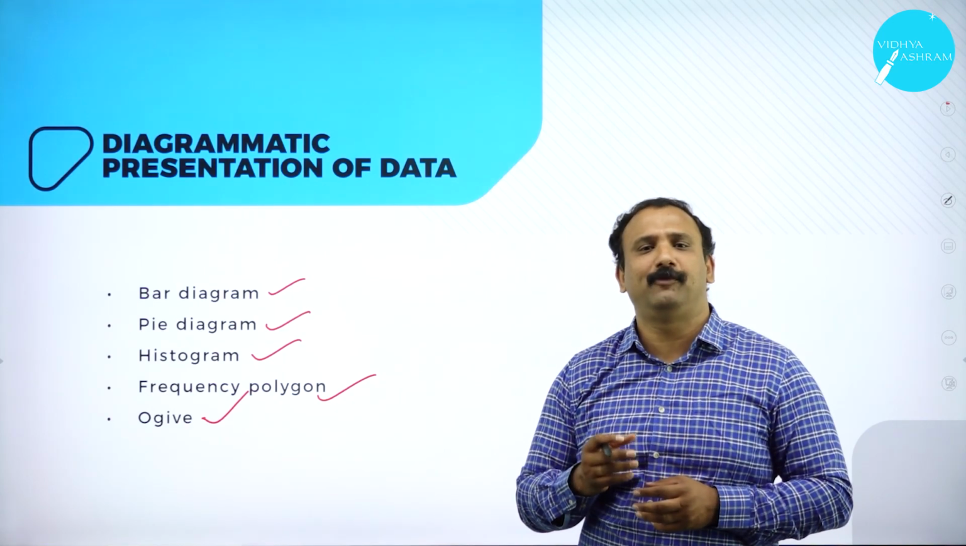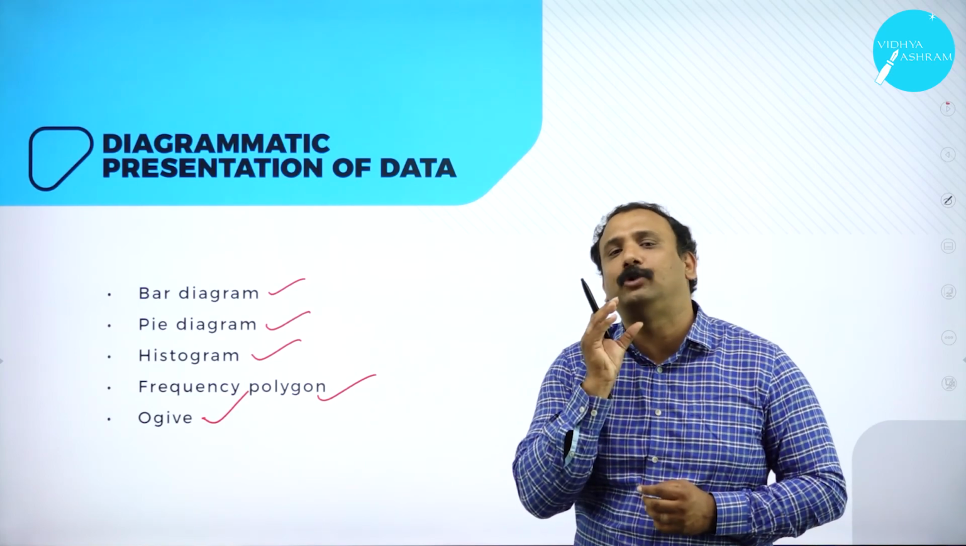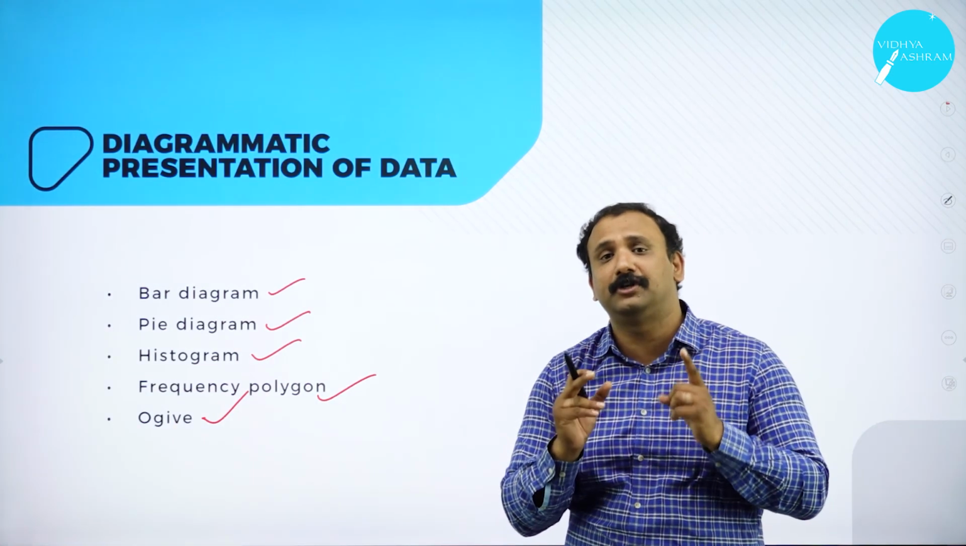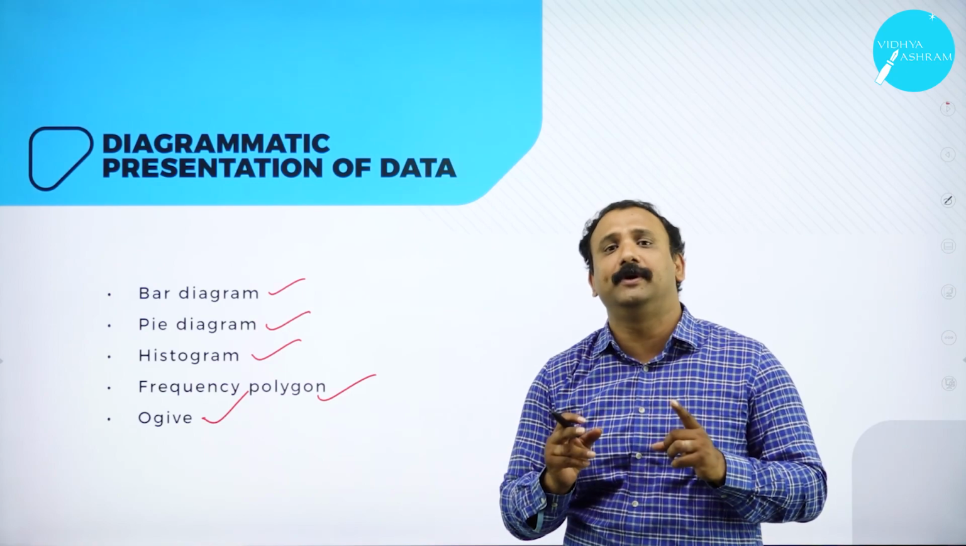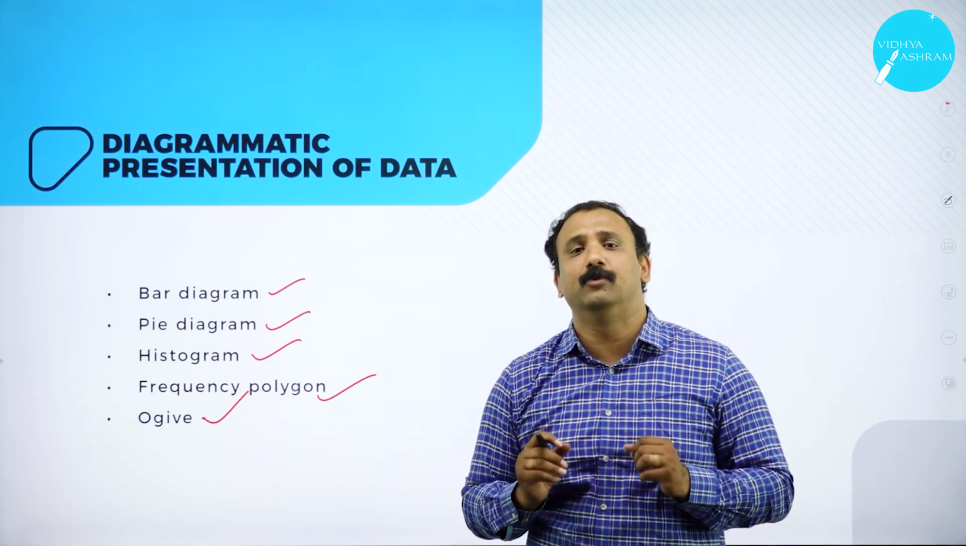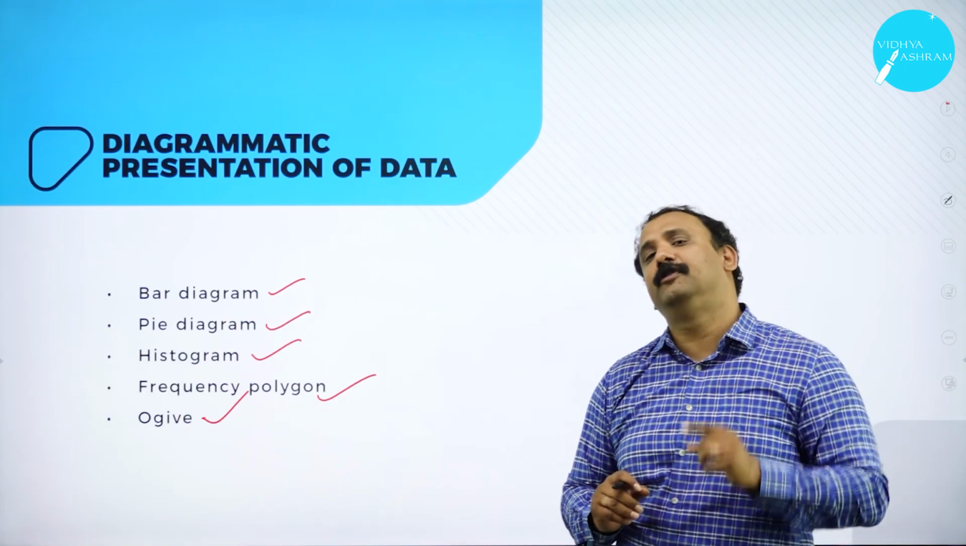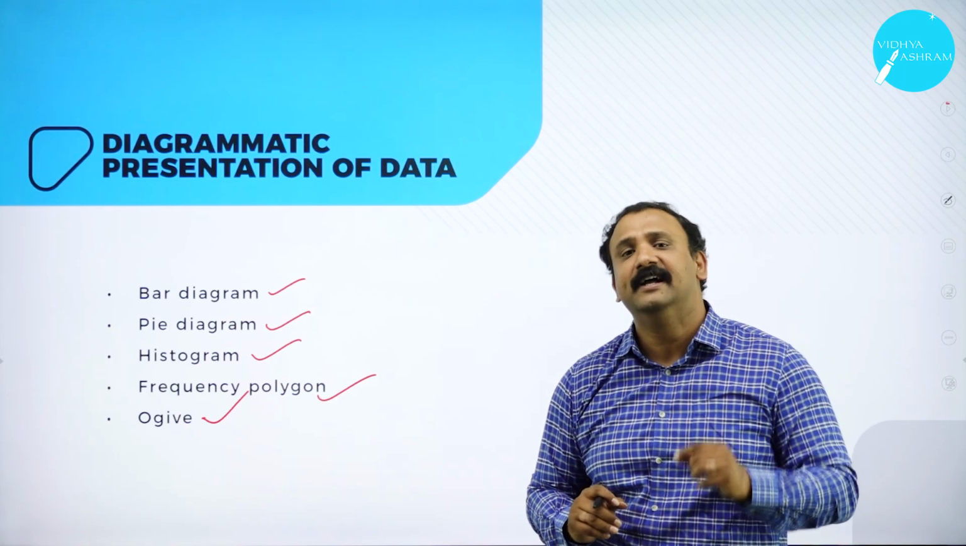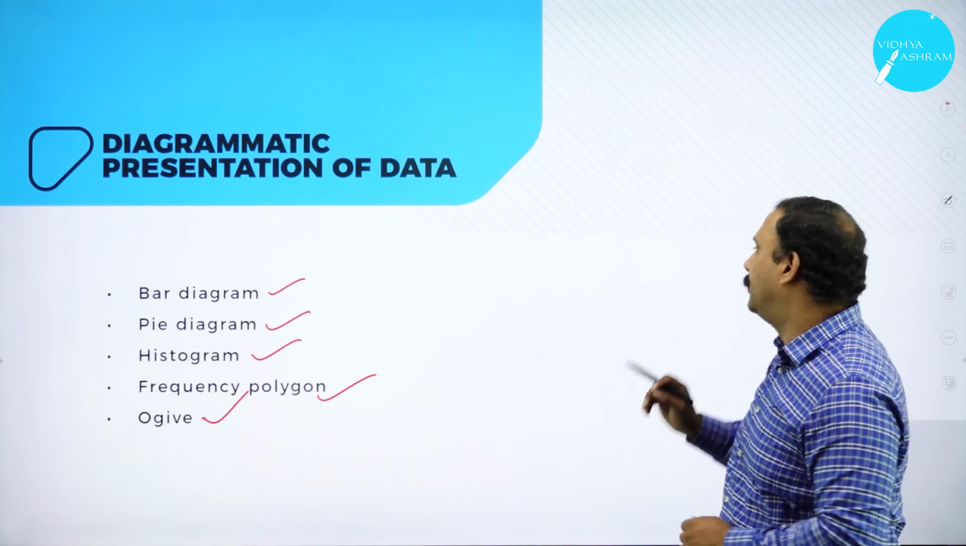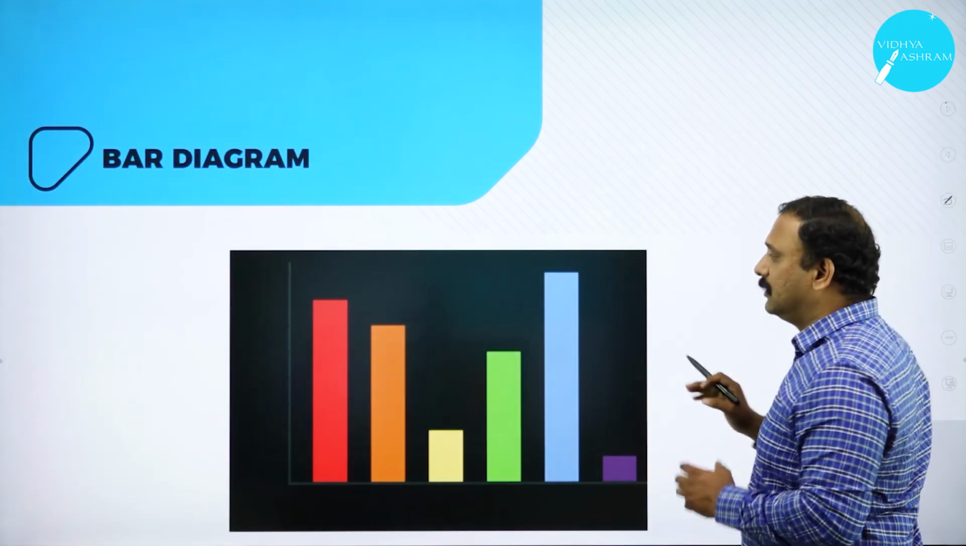Why? Because going forward, all of these are pictorial representations. So the picture is going to speak, the graph is going to speak, and not the words anymore. So that is why this form of representation is the most powerful way of representing data in statistics. So moving forward, the bar diagram.